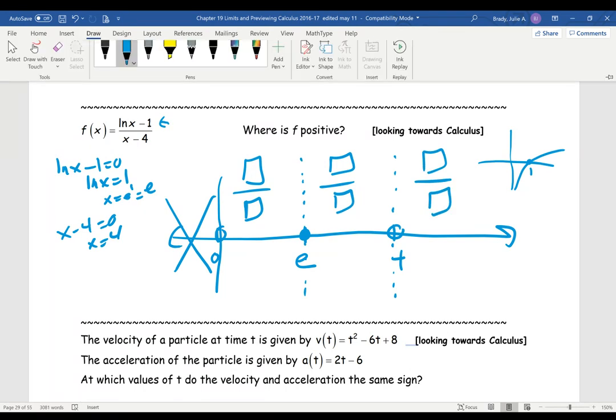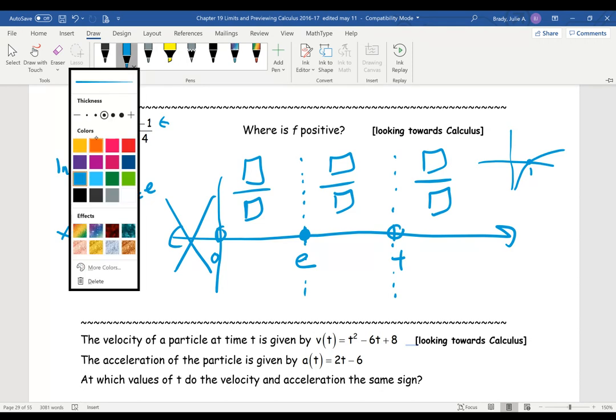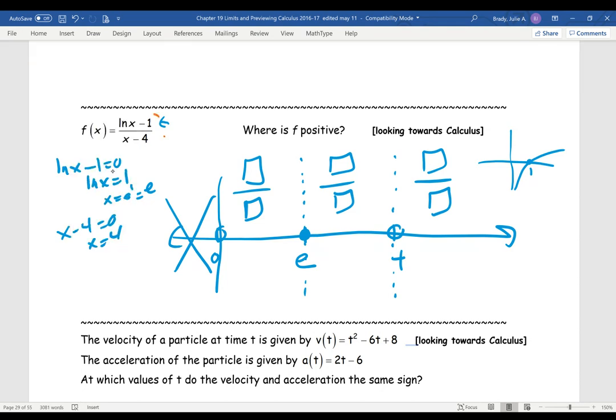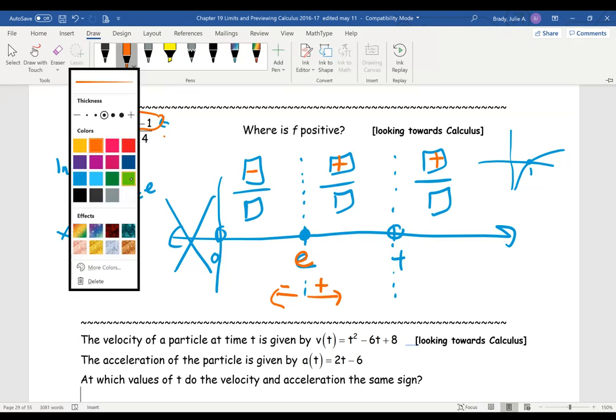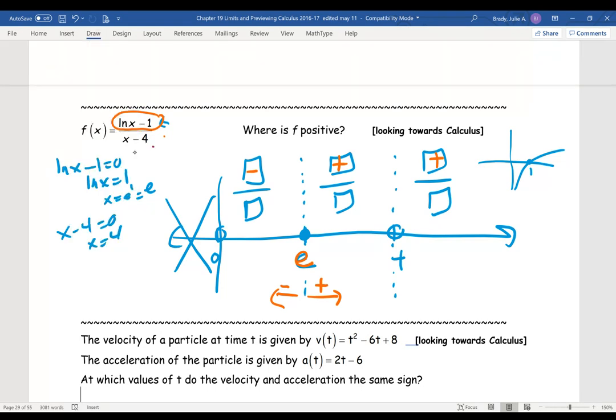And I'm going to go grab a different color because colors are the best. Okay, so let's think about this factor. That was 0 when we were at e. If you pick a number bigger than e, like a really giant number, that'll be a giant number minus 1, so that'll be plus. And to the left where the function exists, that will be negative. So this is a plus for this factor, and this is a minus. Okay, and then we'll do the same thing. That's 0 when x is 4.